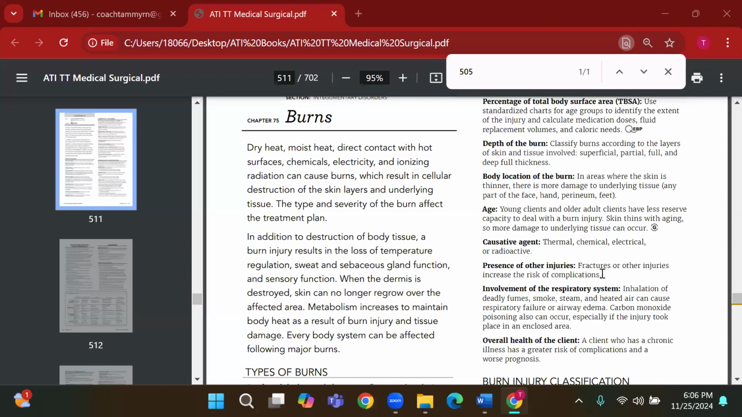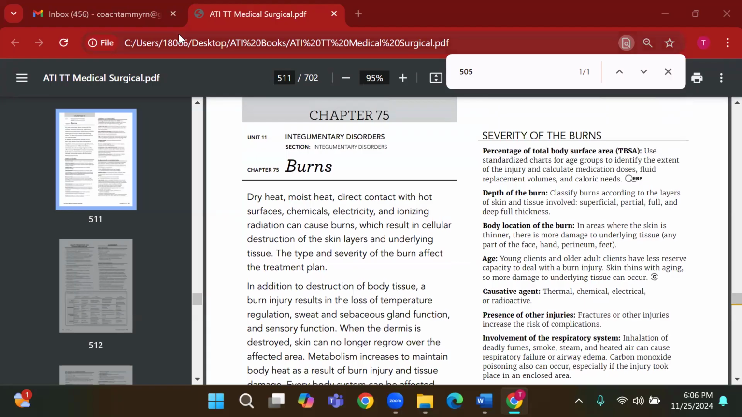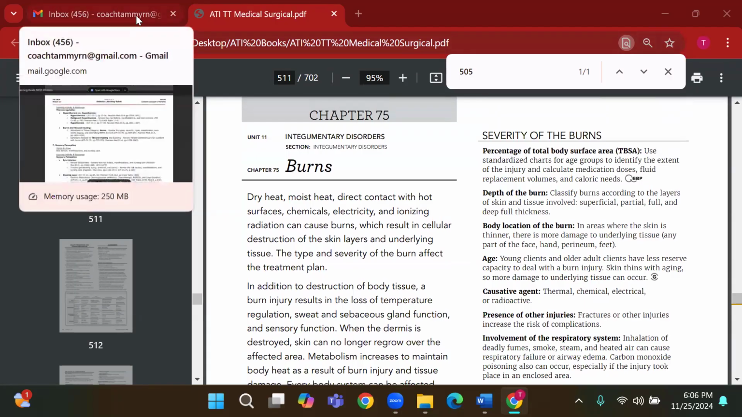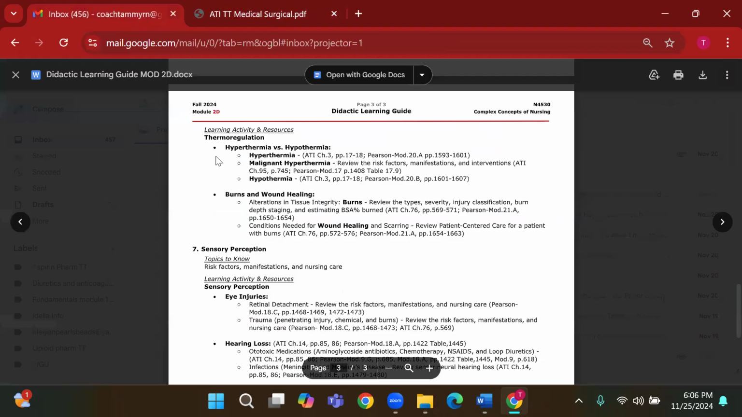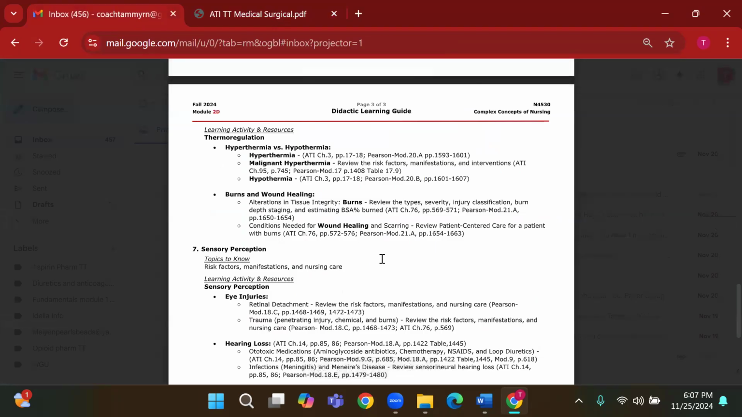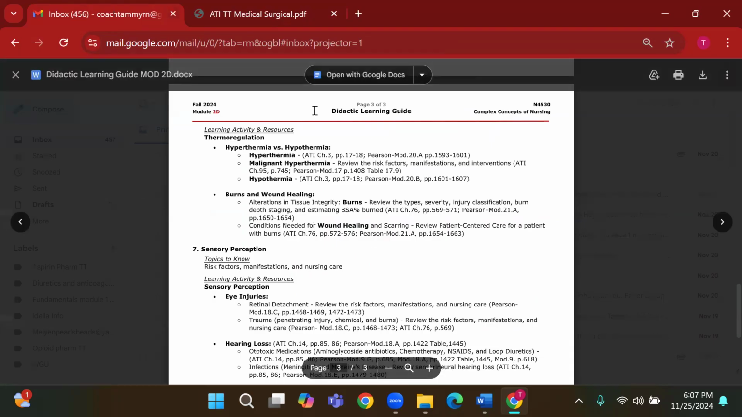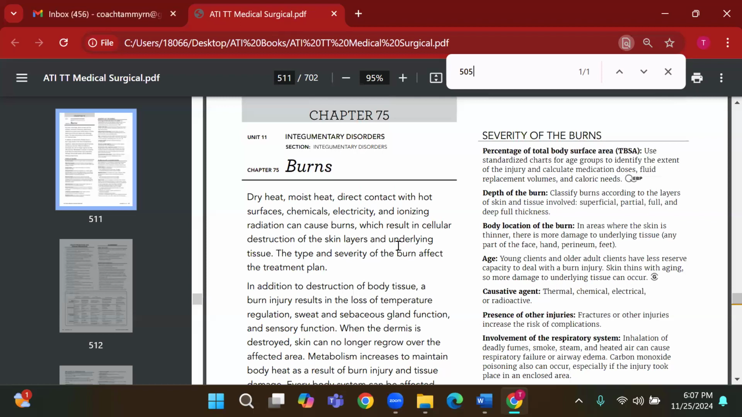Okay, so when we're talking about burns, and if you'll look at the didactic here that I'm just going to pull up, there's not a whole lot that you have to know about burns, but you do have to know the different types and the severity. It says the burn depth staging and estimated body surface area, which is really the Parkland burn formula. And then it says conditions needed for wound healing. So we're going to try to look at that and see what we can come up with, and then I will ask questions.